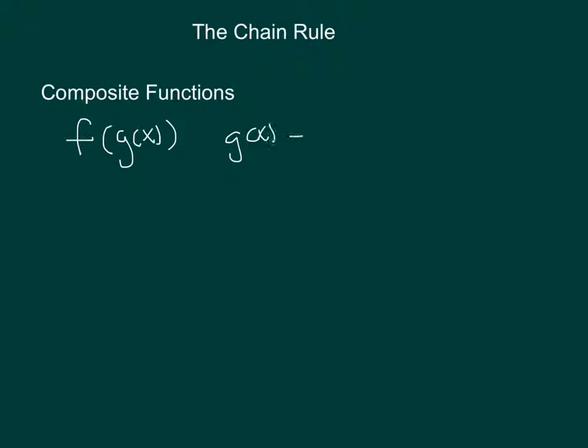Okay, the chain rule is the method of differentiating a function that's a composite function. So let's take a quick little review of what a composite function is. A composite function is a function inside of another function. So it typically is notated as f of g of x, where g of x is the inside function and f of x is the outside function.